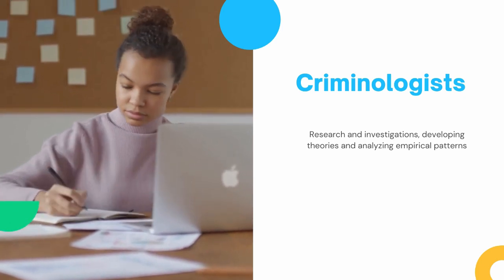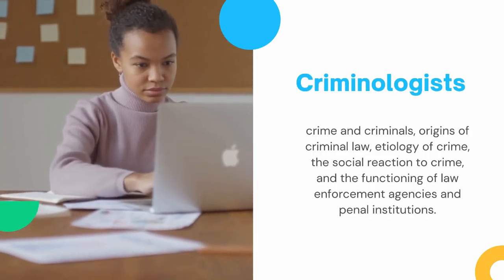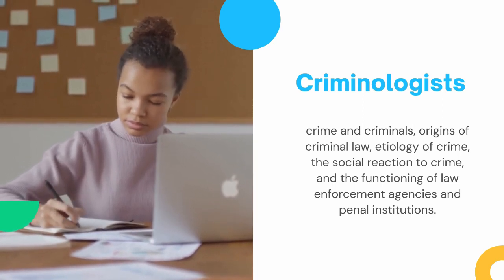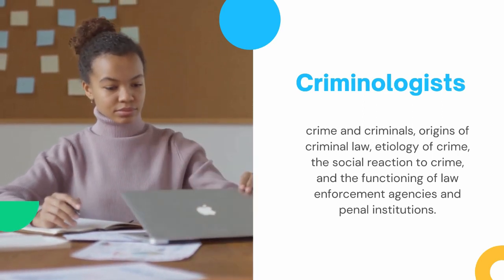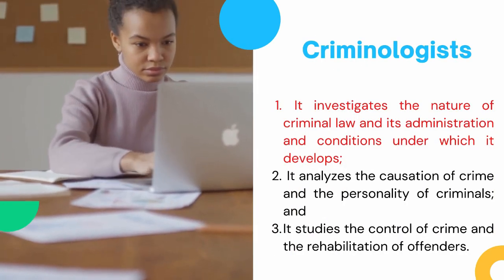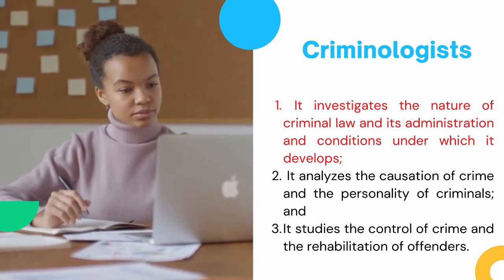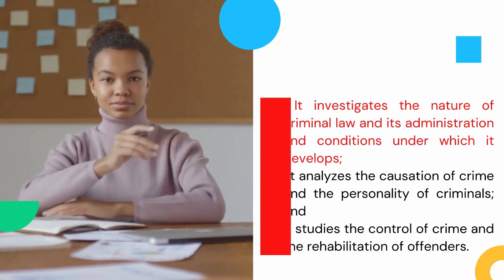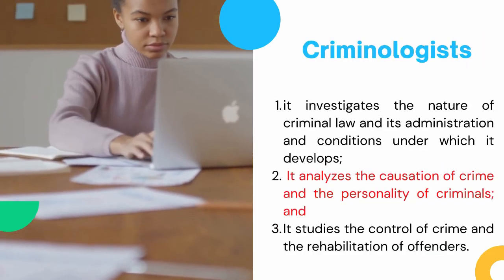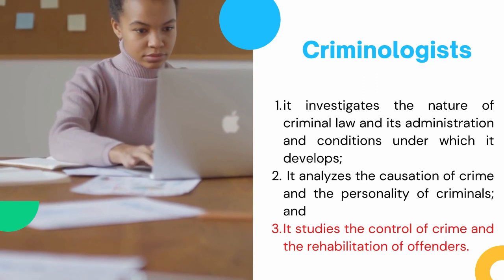The interests of criminologists include the study of the nature of crime and criminals, origins of criminal law, etiology of crime, the social reaction to crime, and the functioning of law enforcement agencies and penal institutions. It can be broadly said that criminology directs its inquiries along three lines. First, it investigates the nature of criminal law and its administration and conditions under which it develops. Second, it analyzes the causation of crime and the personality of criminals. And third, it studies the control of crime and the rehabilitation of offenders.